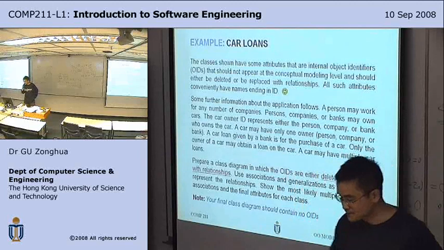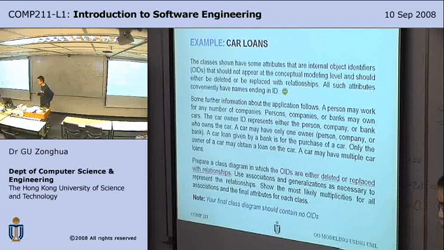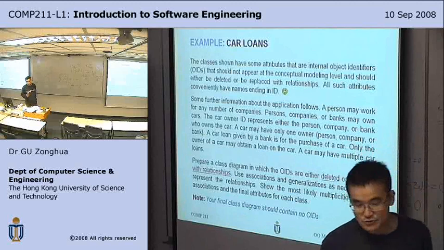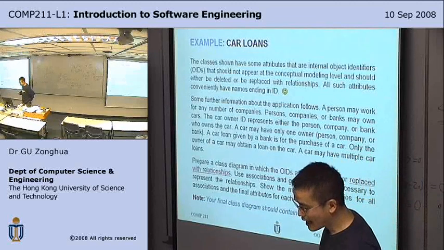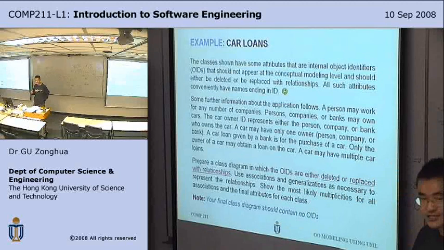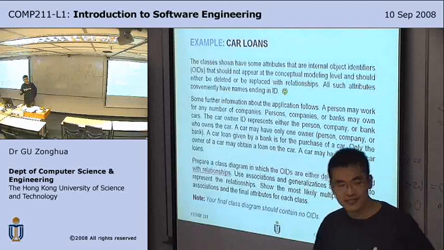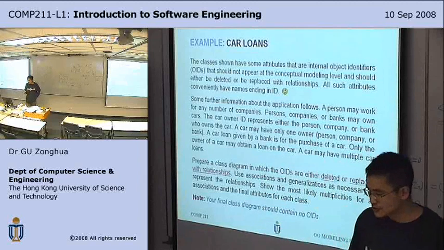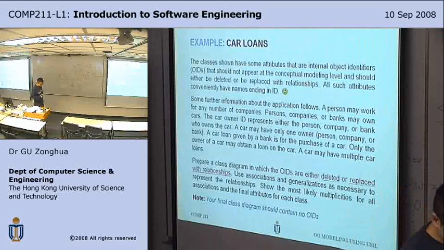So each class really should have a private attribute called OID, object identifiers, to identify each object uniquely and distinguish it from the other objects. But this attribute should never appear in the conceptual modeling level. That is, you should never explicitly put OID into the class as an attribute, but it's implicit in all the classes. So you should model any of the OID with relationships.